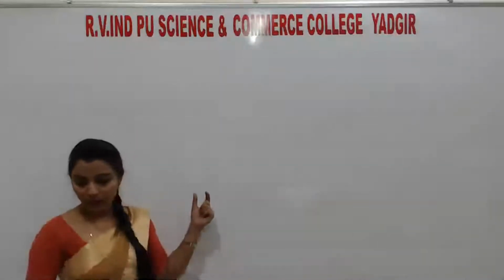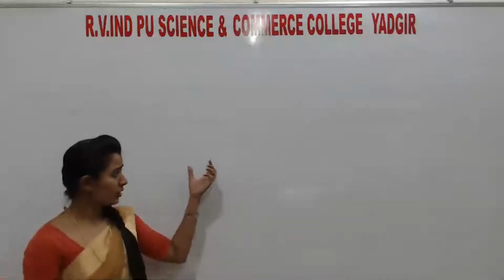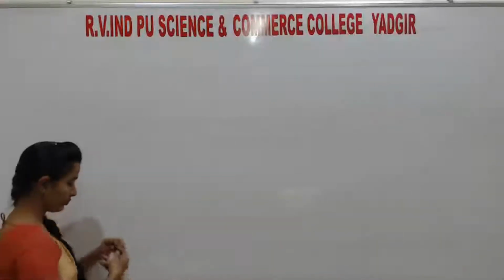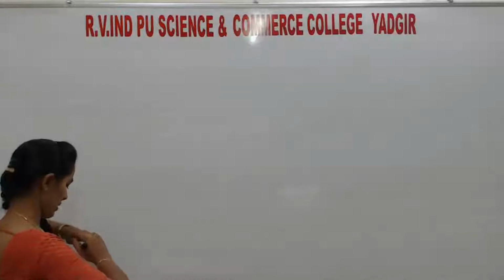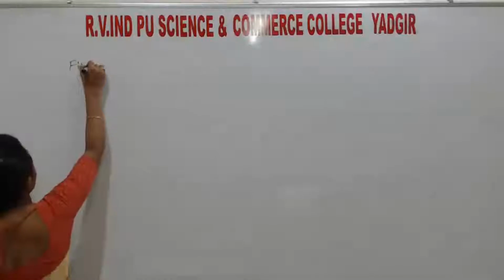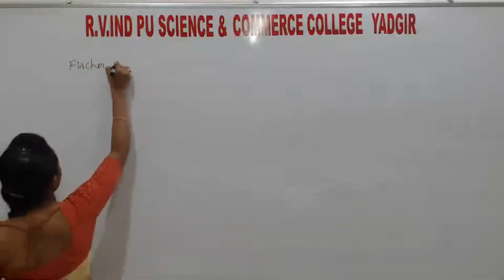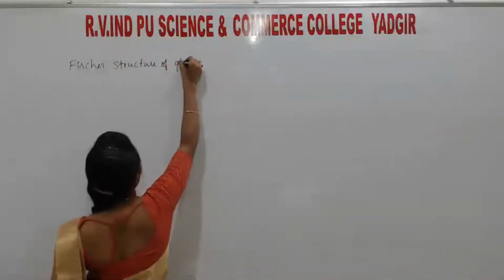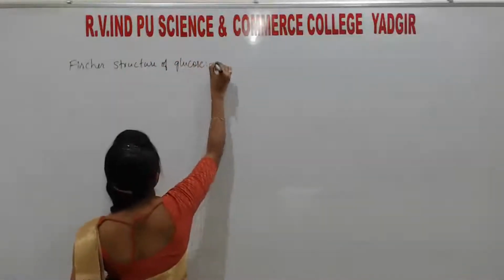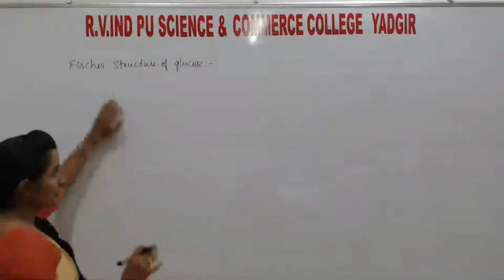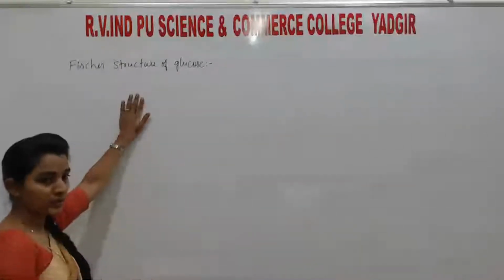So by comparing with that, you compare glucose with the pyranose structure. I'll explain, then you will come to know. Initially I write the Fischer structure of glucose. In that, alpha D plus glucose is there, and beta D plus glucose is there.